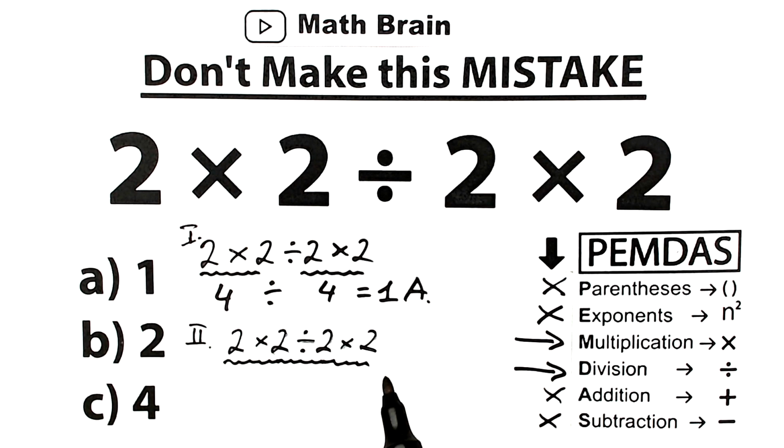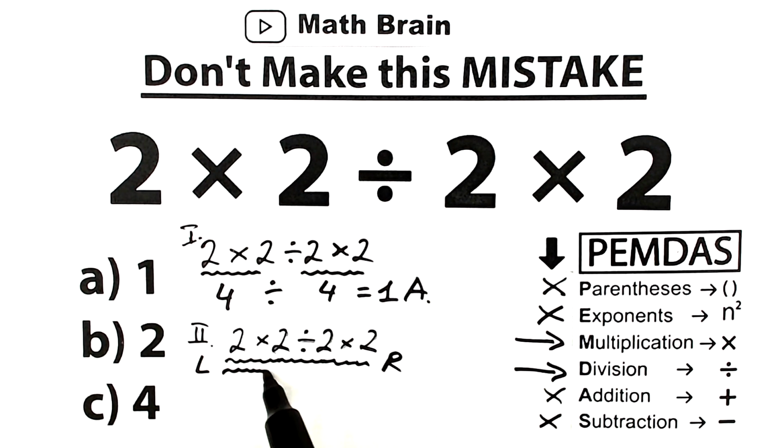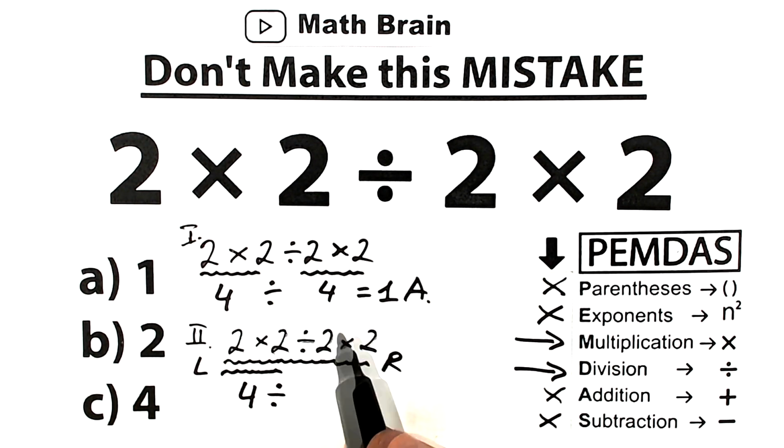According to PEMDAS, the correct order is in a strict order from left to right. So we should scan for the first sign from left to right. According to this challenge, the first sign from left to right is this multiplication. So 2 times 2 is our first step. We have 2 times 2 equal to 4, and we still have this expression. As you can see, it's the same step as before in the first interpretation, but in this second interpretation we just rewrite the rest: divided by 2 and times 2.